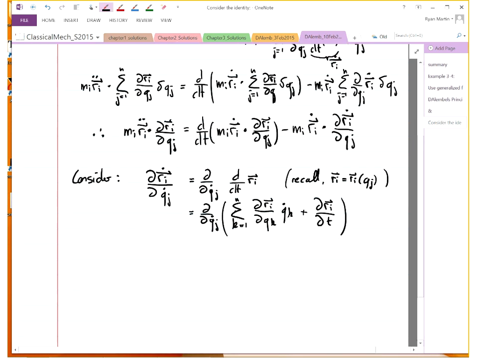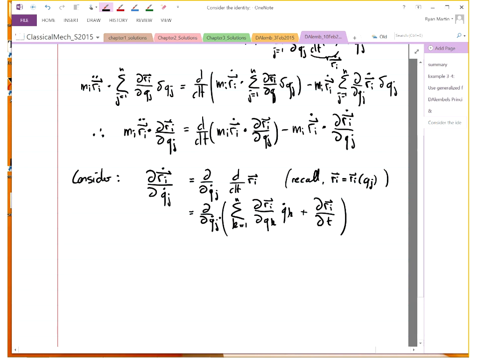So the final step here is now I'm doing ∂/∂q_j dot of the sum over k of the thing in parentheses, plus ∂r_i by ∂t. First of all, the last term, ∂/∂q_j dot of ∂r_i by ∂t: ∂r_i by ∂t is not going to have any q_j dots in it. It's only going to have t's in it, if it has anything. So that term is 0.